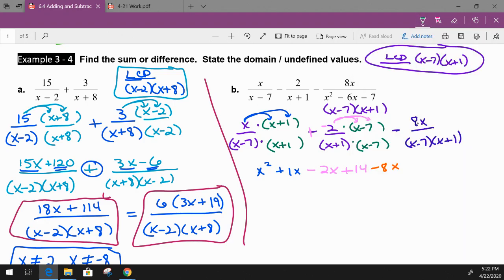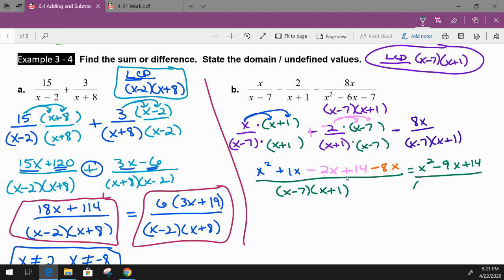Now your denominator, we can make this one fraction now since our denominator was the same all the way across, x minus 7, x plus 1. All right, now we have to combine the like terms in our numerators. We have only one x squared term. The 1x minus 2x, that's negative 1x, minus 8x is negative 9x. And then my constant is 14.